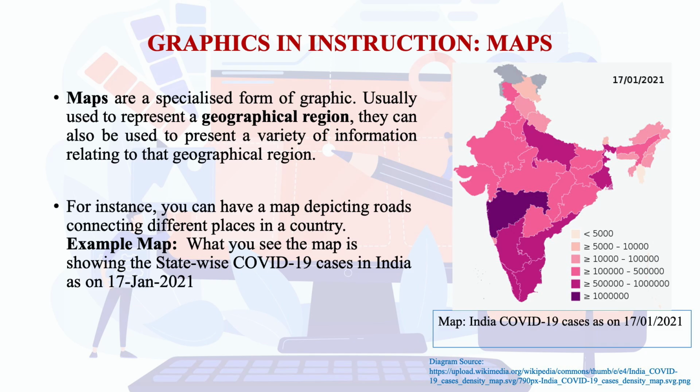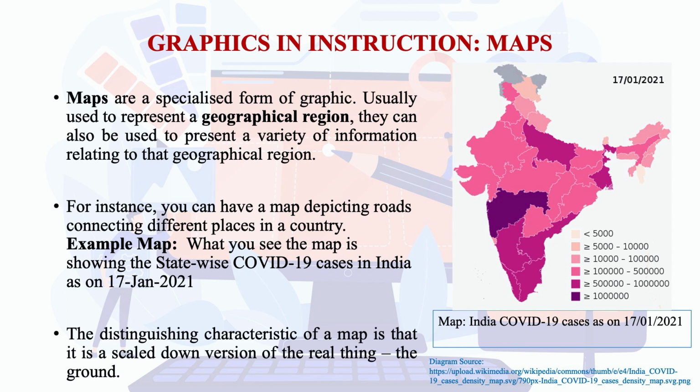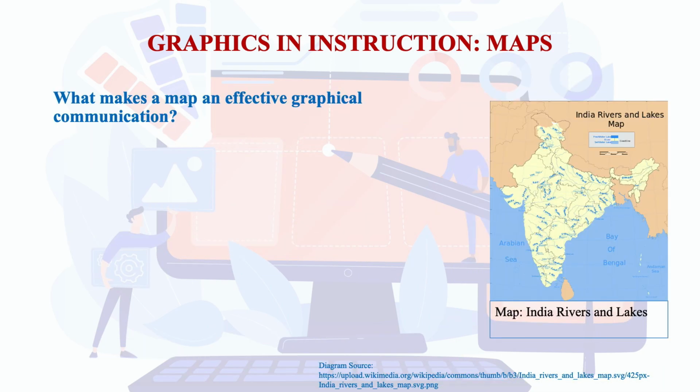So what you can see on the screen is one example. It shows the state-wise COVID-19 cases in India, a pictorial representation on 17th January 2021. Each state is highlighted, just as a sample. The distinguishing characteristic of a map is that it is a scaled-down version of real things on the ground. What you can see here is one of the maps, India rivers and lakes.